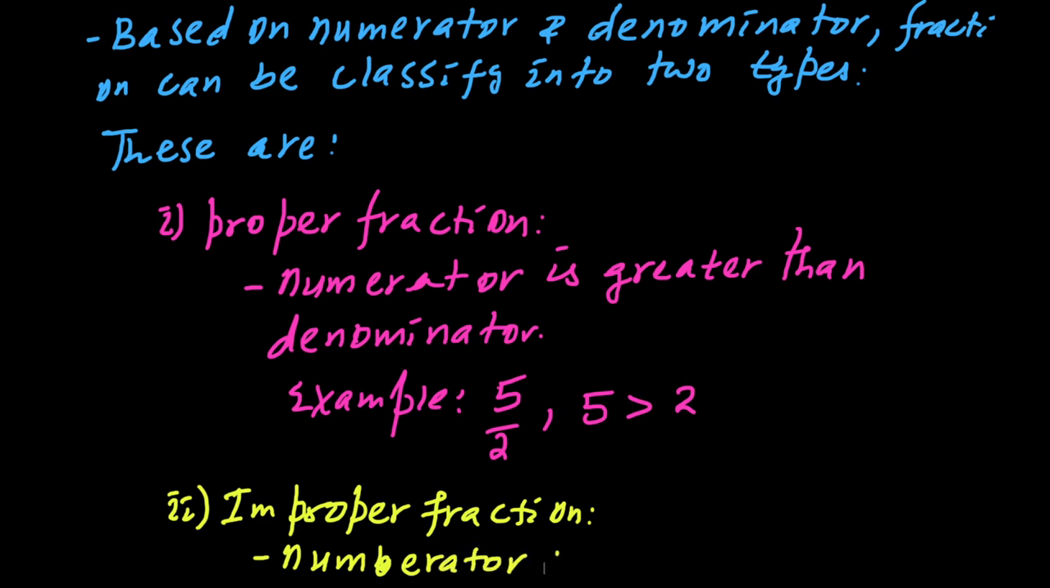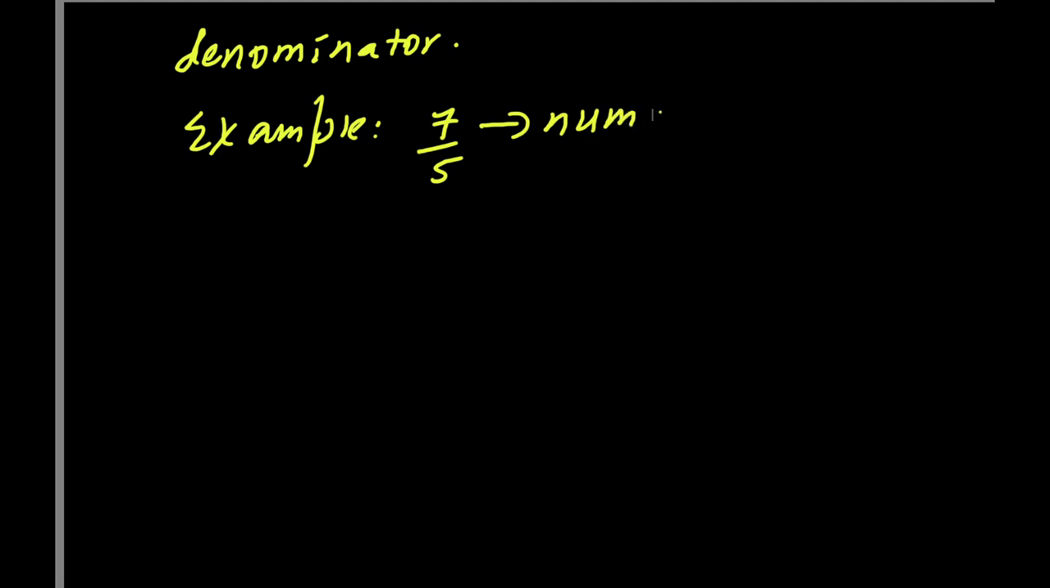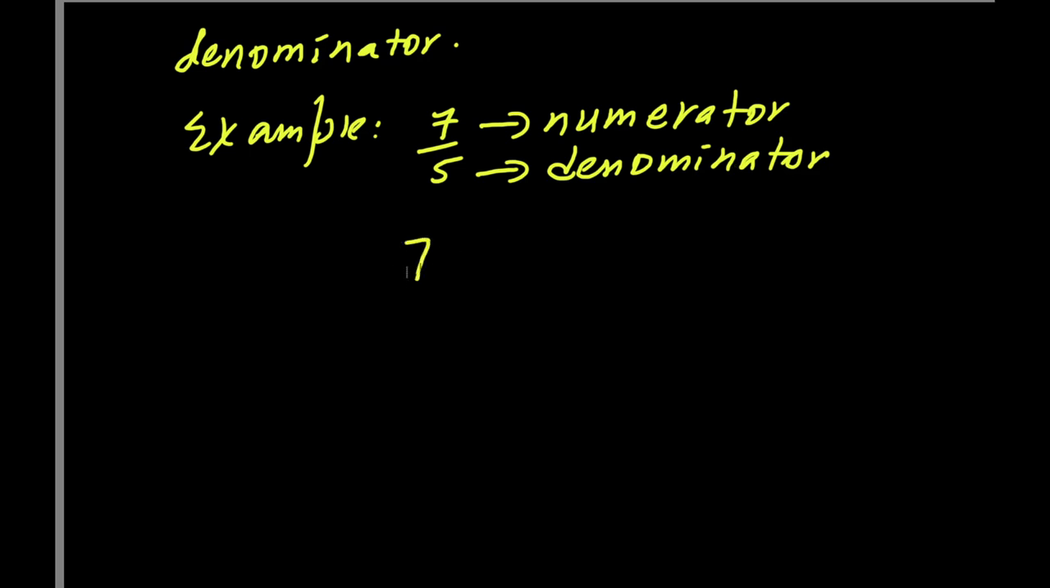Numerator is greater than denominator. For example, 7/5. Look, 7 is the numerator and 5 is the denominator. Here 7 is greater than 5, then the numerator is greater than the denominator, so it becomes an improper fraction.